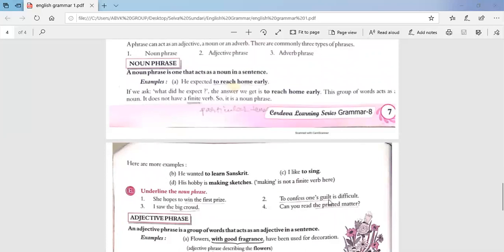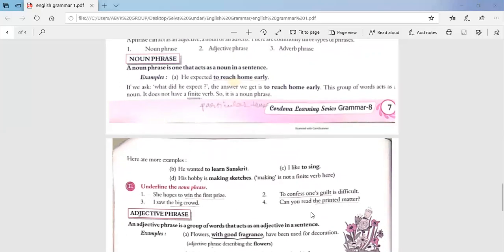To confess one's guilt. What to confess? Guilt. So that is noun. It is very difficult. So this is noun phrase. I saw the big crowd. What is that? Crowd. And big crowd. So that is noun, so that is noun phrase. Can you read the printed matter? So here matter, printed is connected to the matter. So this is a noun phrase.